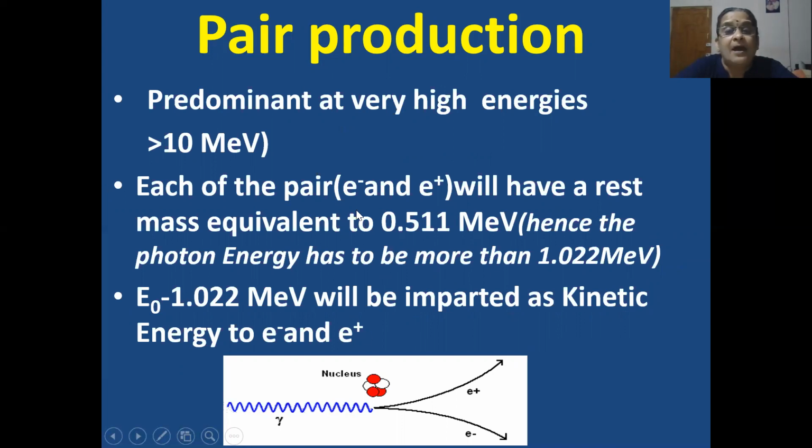Each of the pair, e minus and e plus, will have a rest mass equivalent to 511 keV or 0.511 MeV. Hence, the photon energy has to be more than 1.022 MeV. E0 minus 1.022 MeV, where E0 stands for the energy of the gamma photon, whatever is the difference between these two will be imparted as kinetic energy to e minus and e plus.